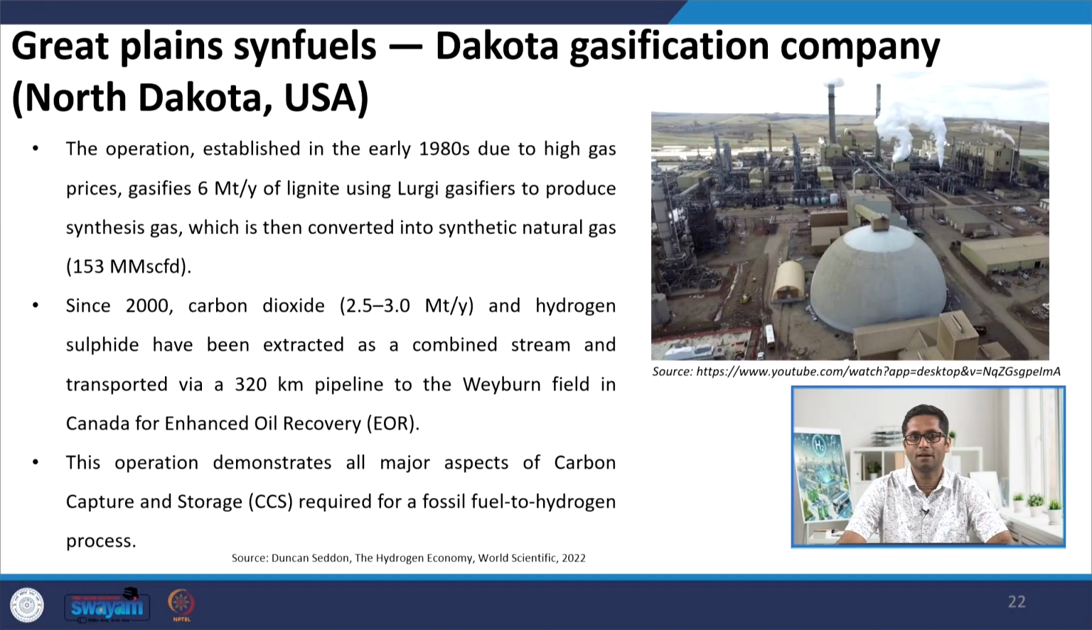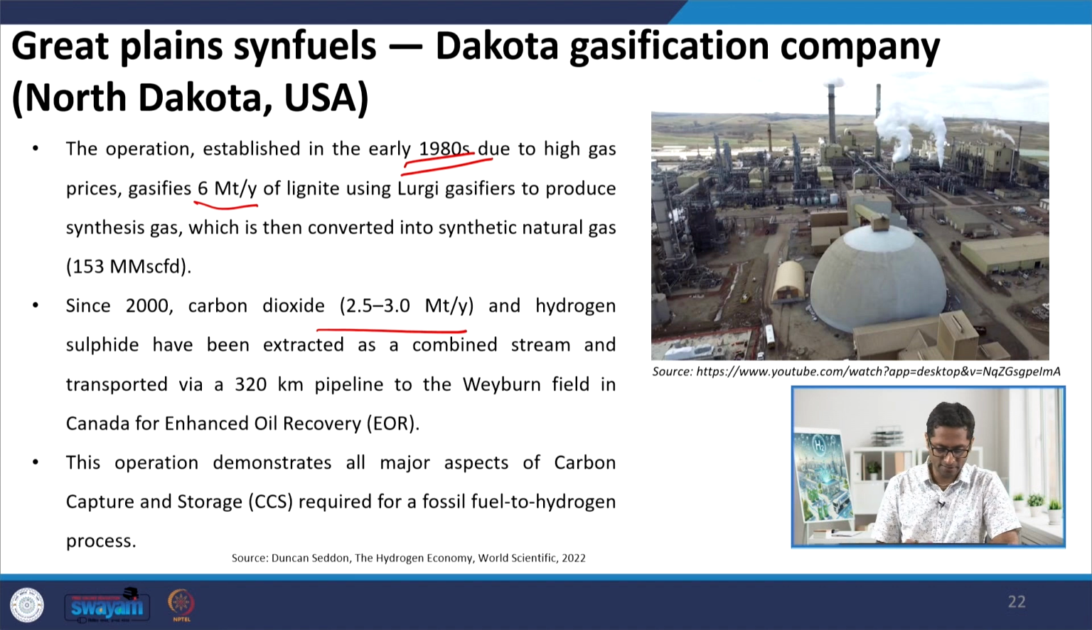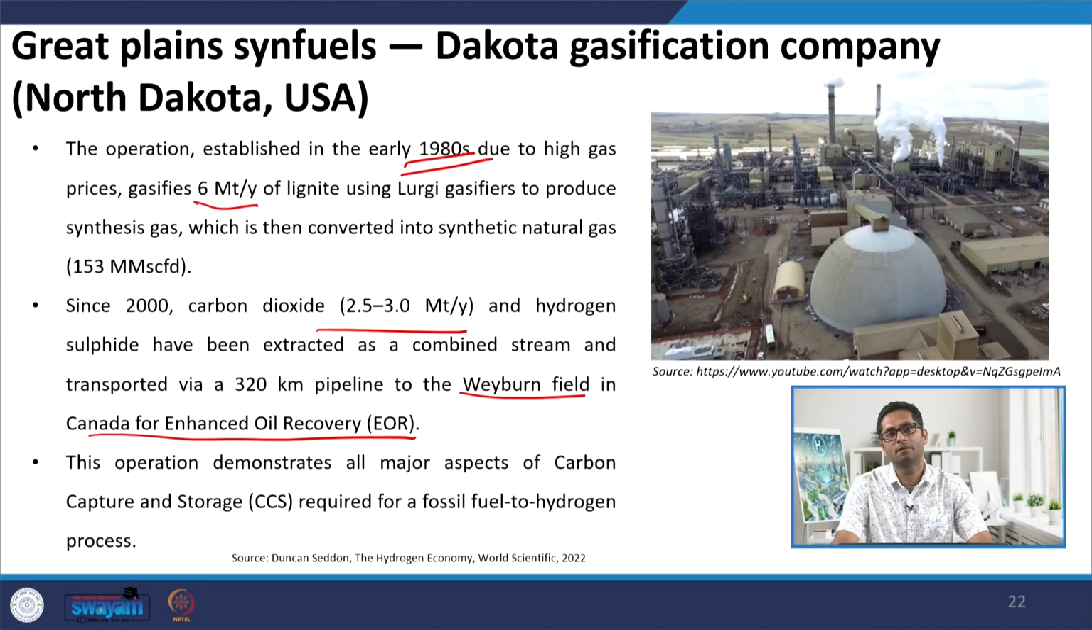Coming to some nice examples of carbon capture and sequestration, one of the closest examples in the case of blue hydrogen, or hydrogen production from coal, would be the Dakota Gasification Company, which has been operating since the 1980s. They use roughly 6 million tons of lignite, which is a grade of coal, in the Lurgi gasifiers and produce a synthesis gas, and they are also capturing the CO2, of the order of 2.5 to 3 million tons every single year, and this gas is supplied to the neighboring country of Canada, where it is used for enhanced oil recovery in the Weyburn field. So basically, it's the economics that has been making this work.